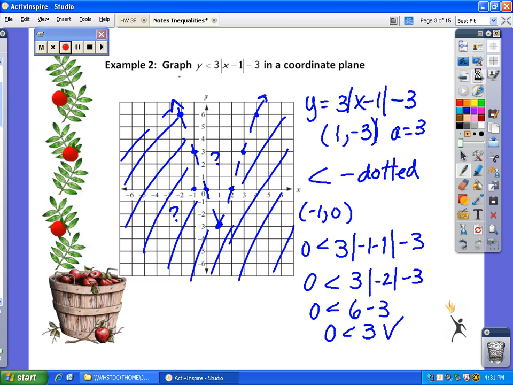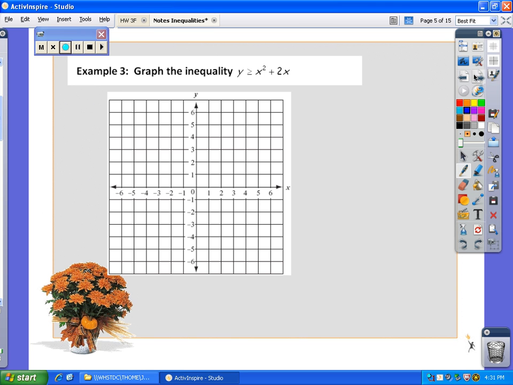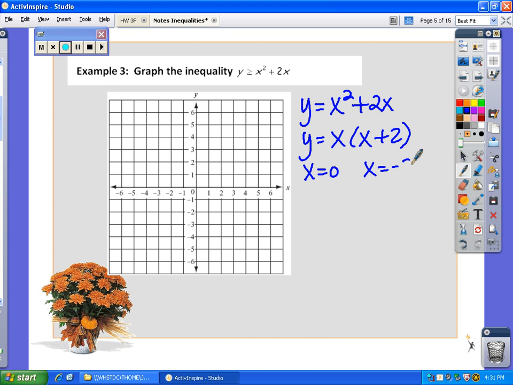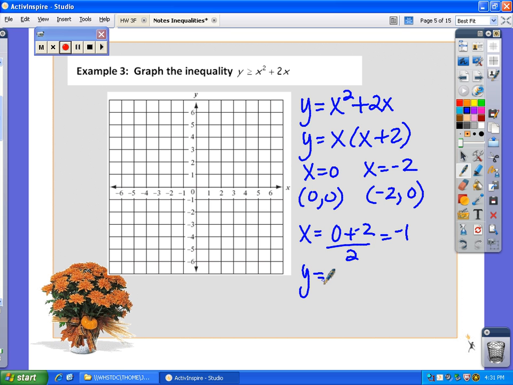Now, the quadratic, you do the exact same thing. So first of all, we need to graph the quadratic. So y is equal to x squared plus 2x. Alright, I'm going to factor this and graph this in intercept form. So my two zeros are x equals 0 and x equals -2. So 0, 0 is a point and -2, 0 is a point. Now to find the vertex, I want to average my zeros and plug it back in to find my corresponding y.